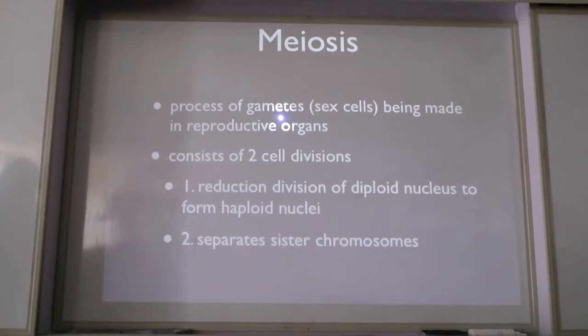And so now let's actually talk about the meiosis process. Meiosis is basically the process of gametes or sex cells being made in reproductive organs, and it consists of two cell divisions. The first one being a reduction division of a diploid nucleus to form haploid nuclei, and the second process is when they separate the sister chromatids.